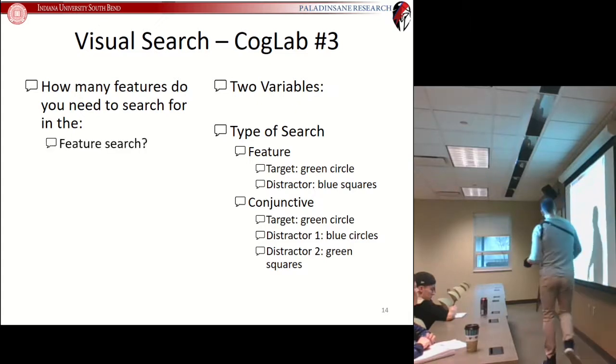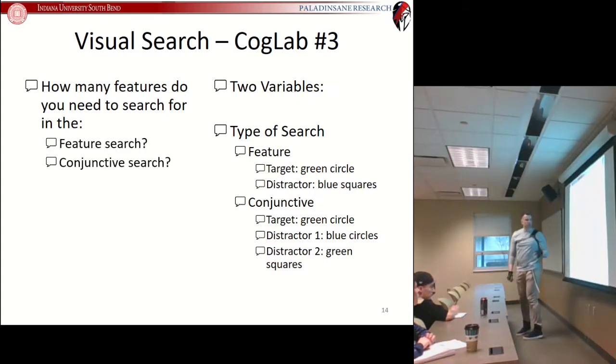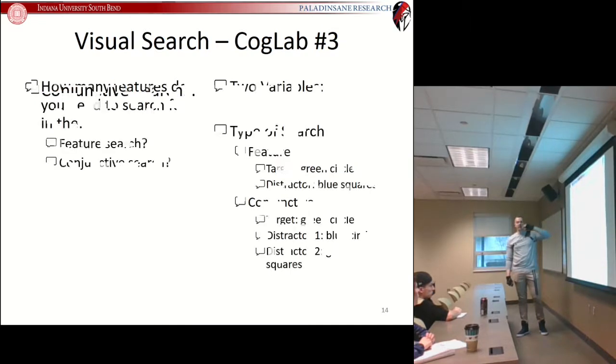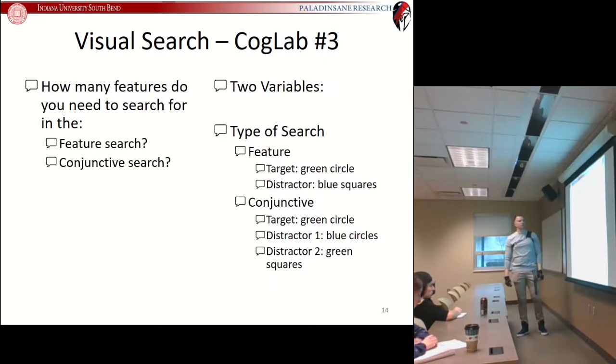So again, how many features do you need in the feature search and the conjunctive search? We need 1 feature for the feature search. We need 2 features for the conjunctive search. And we're going to see how that small little requirement, just looking for 1 feature or 2 features, changes our behavior and our ability to locate that target.